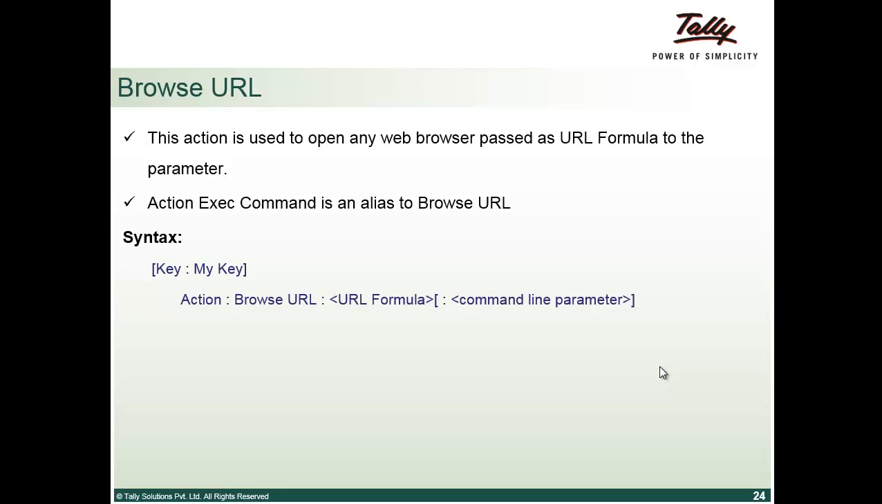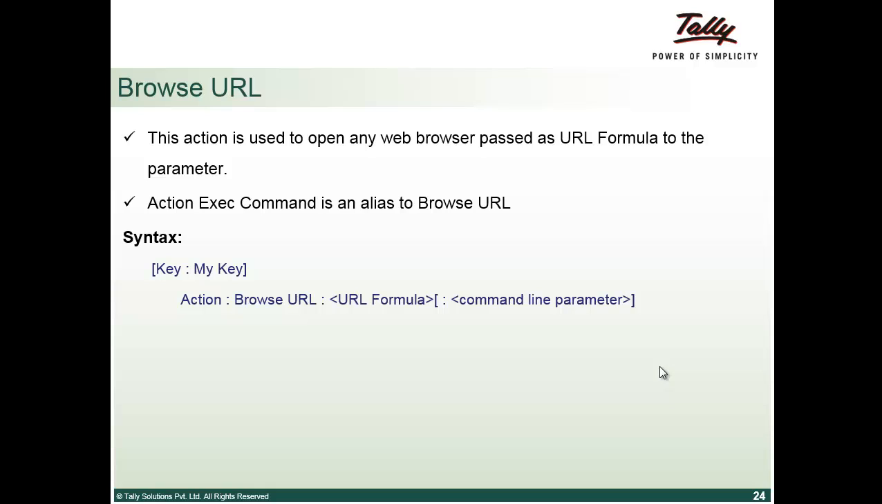So next we have an action which is called browse URL. So what it does is it is used to open any web browser passed as URL formula to the parameter. So if you want to open some website or you want to open some file, then you can use this browse URL action. So the action exec, that is execute command, is an alias to browse URL.